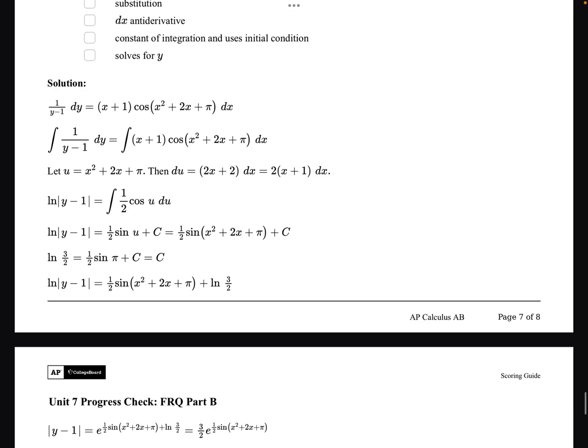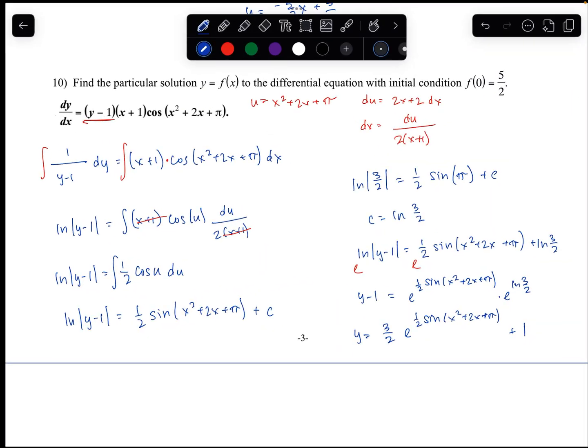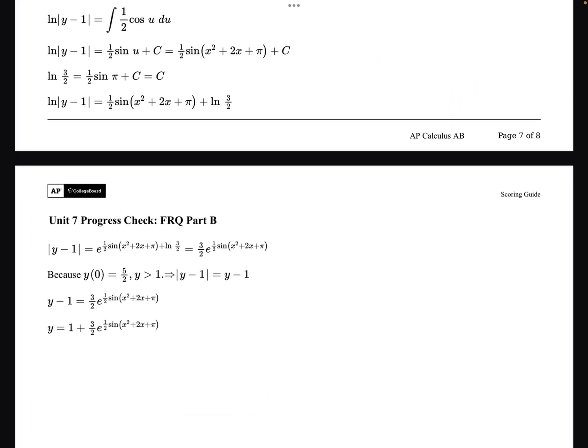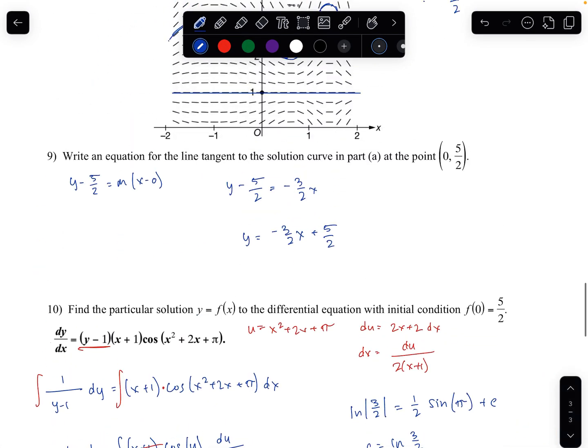But yeah, let's make sure my response is correct. 1 plus 3/2 e to the 1/2 sine of x squared plus 2x plus pi, which is what I have. So, okay. All right, guys. I think that should cover it for this right here.